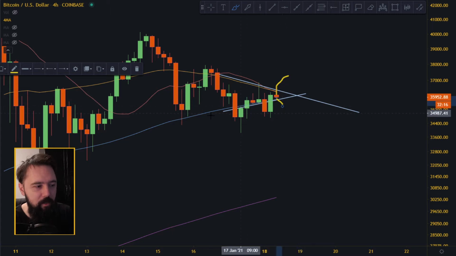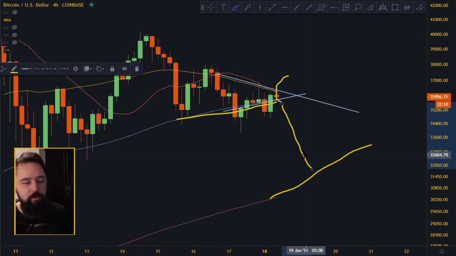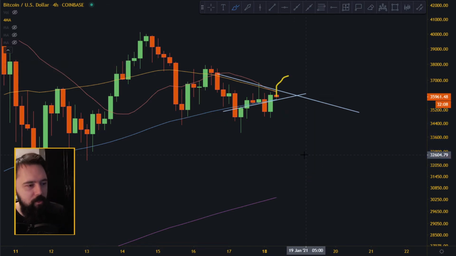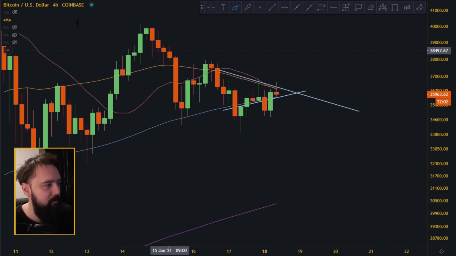But if it breaks down below the 100 moving average, you can bet it's going to go and hit the 200 moving average soon, because this is the 4 hourly. It's just one time frame away from the daily that everybody is looking at.